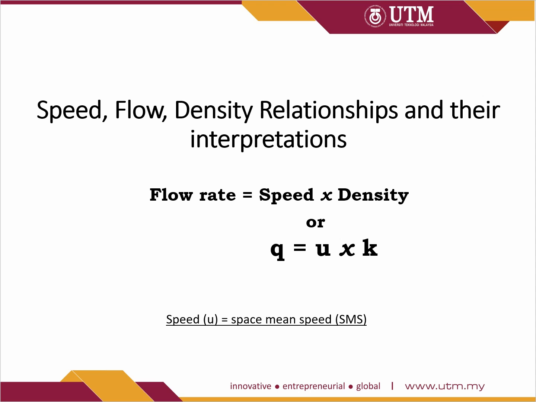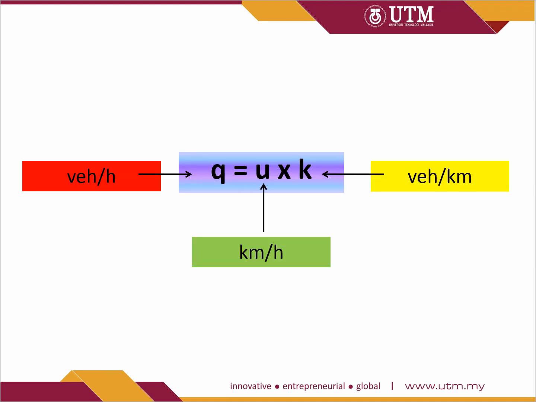Now we are going to talk about the speed-flow-density relationship and their interpretations. This one, Q equals U times K, I do believe you already learned during your secondary school. Q is the flow rate, equal to speed, U, times the density. So speed, density, and flow rate have their own units, right?